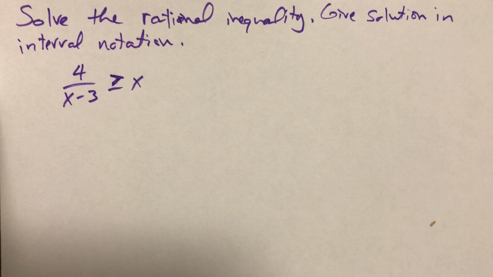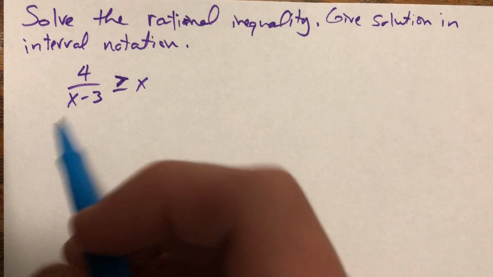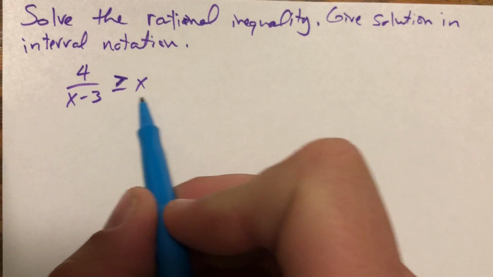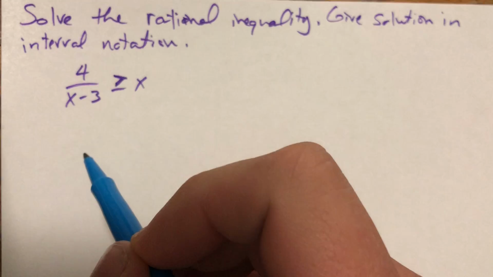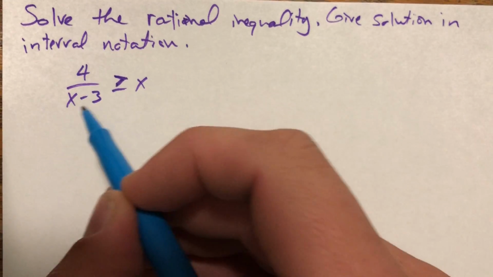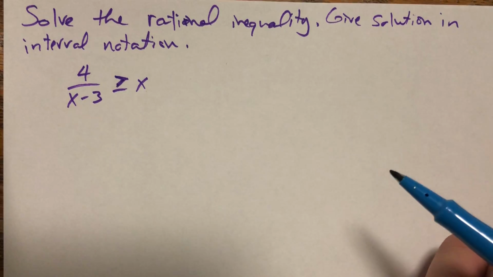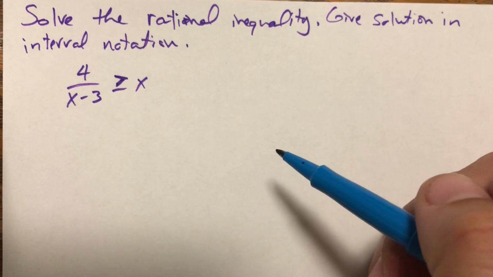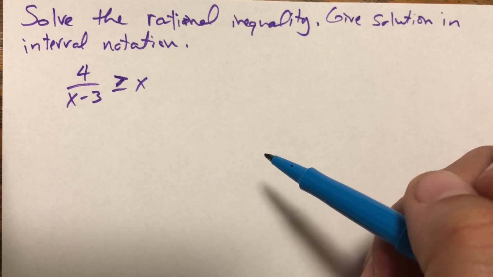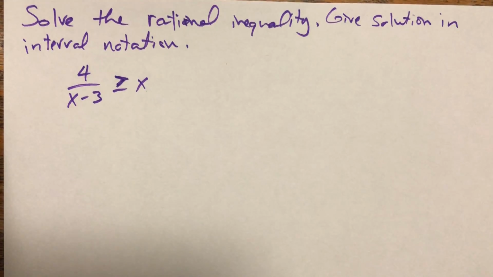Let's solve the rational inequality here, and we're going to give our solution in interval notation. All right, so let's talk about this just a little bit. We are trying to solve this inequality, right? So we're trying to find x values for which this value here is larger or equal to this value here. The easiest way I think to consider this is probably graphically. We can maybe talk about the graph a little bit.